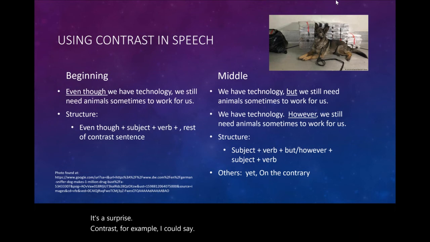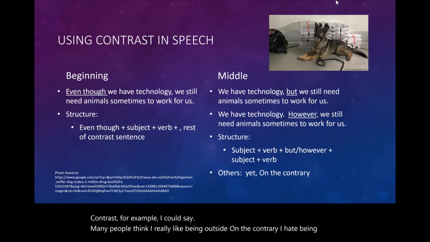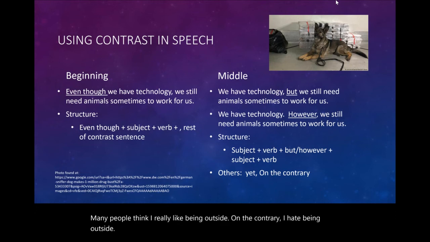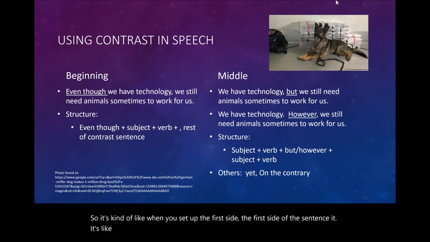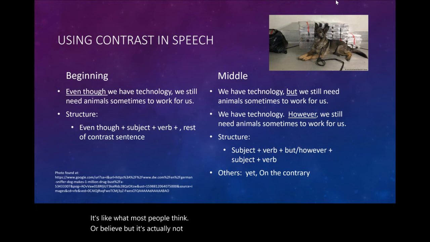Like for example, I could say many people think I really like being outside. On the contrary, I hate being outside. So it's kind of like when you set up the first side of the sentence, it's like what most people think or believe, but it's actually not true.